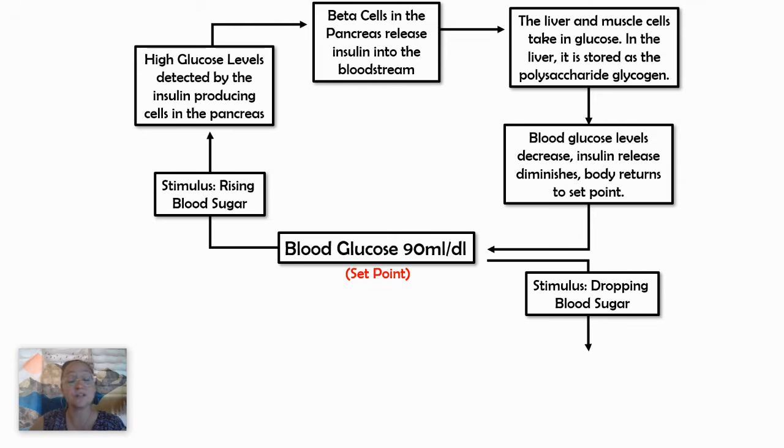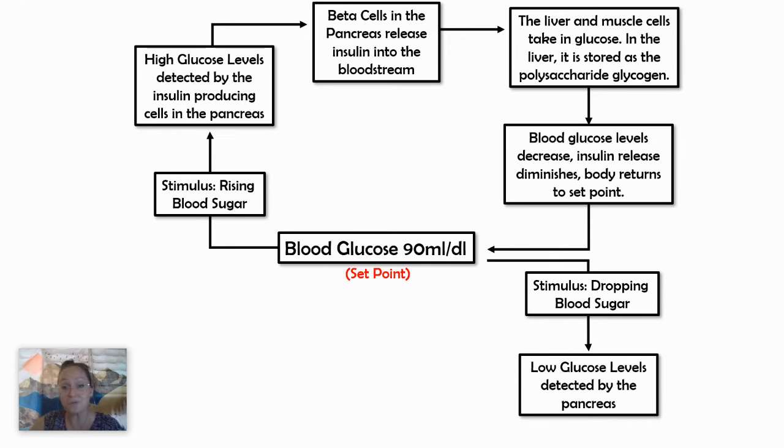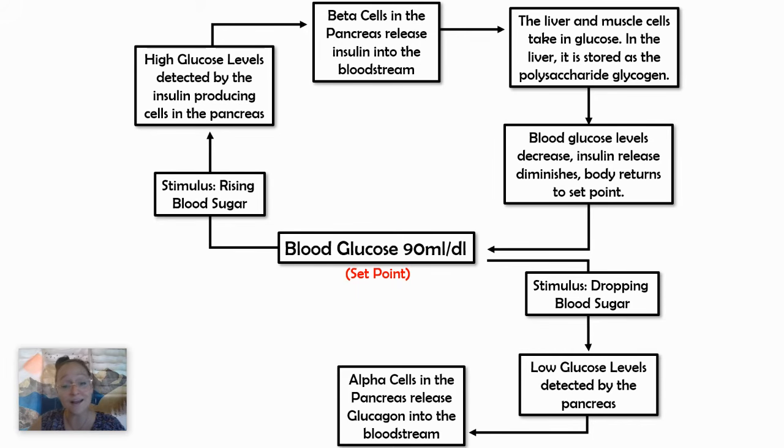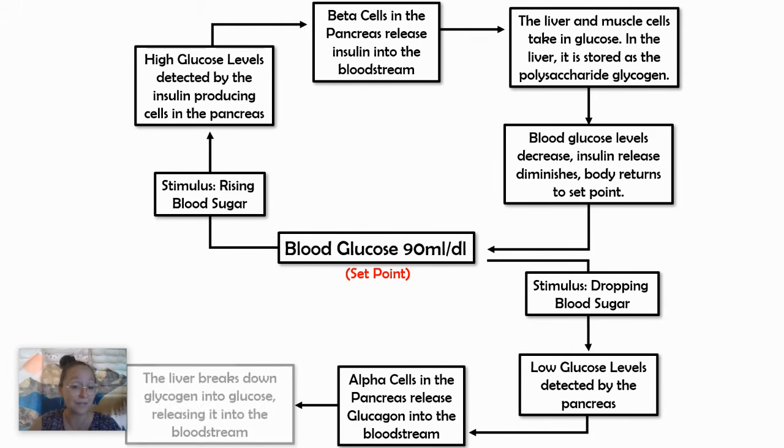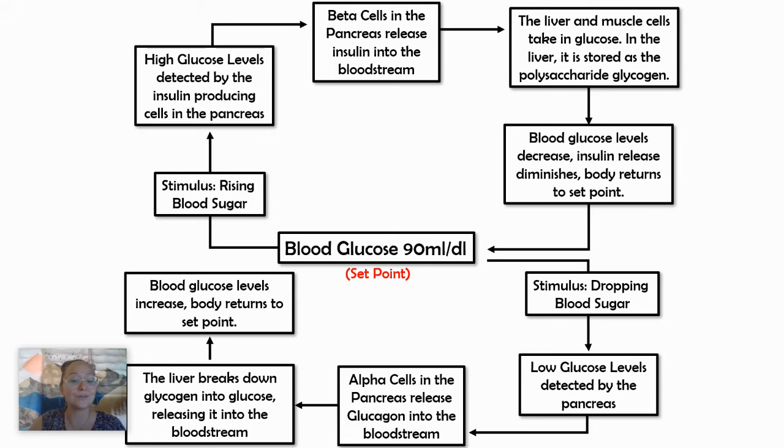Now, at times when our blood sugar is dropping, the low blood glucose levels will be detected by the pancreas. It'll release glucagon as the hormone. It'll travel in the bloodstream to the liver, causing the liver to hydrolyze or break down glycogen and send glucose back into the blood, bringing us back to set point.